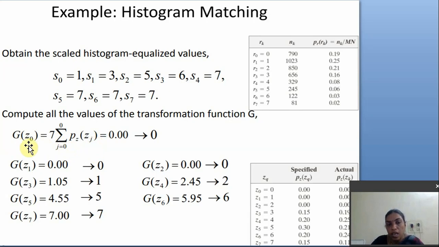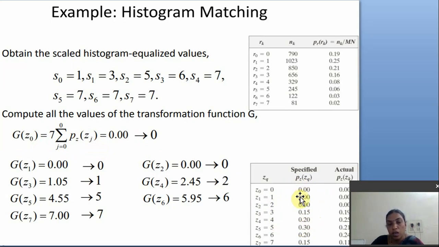Firstly, I am substituting k equal to 0 in the place of G of zq, where k is again 0 to L minus 1. So k is 0, that means j from 0 to 0, that means 7 times Pz of z0. It's a cumulative addition, which you already know. From this, find G of z0, G of z1, G of z2, and so on up to G of z7.